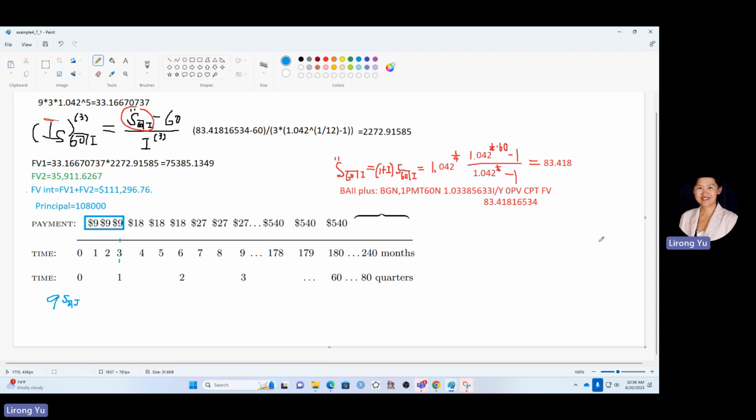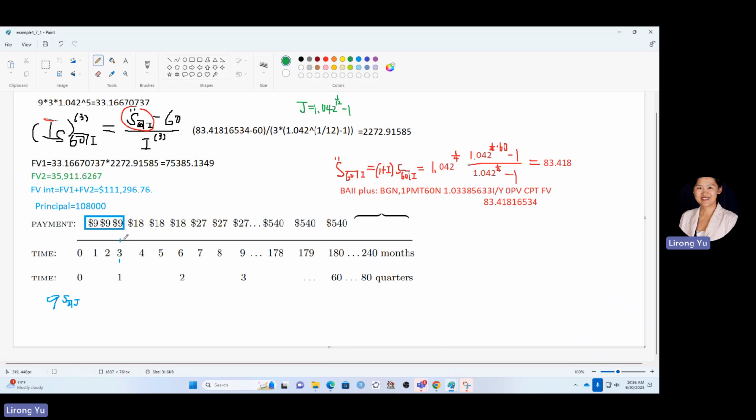And j was equal to, j is the monthly interest rate of 1.042 to the power of 1 over 12. This is the monthly interest rate, minus 1. There. And you can see that is this value.